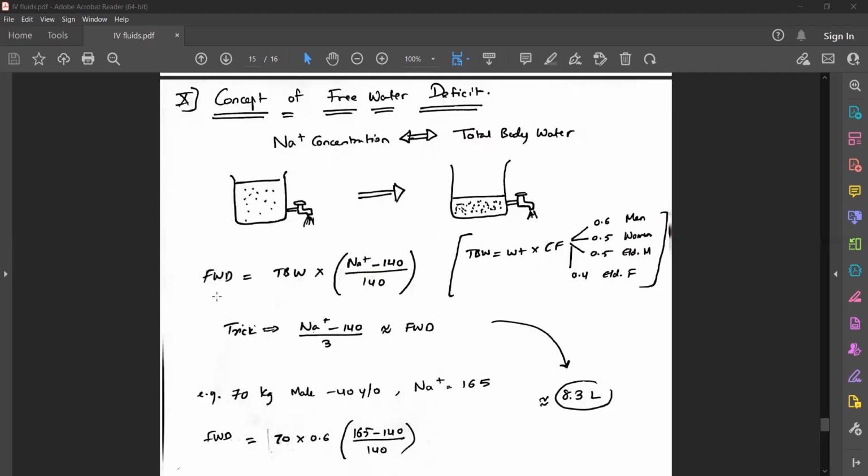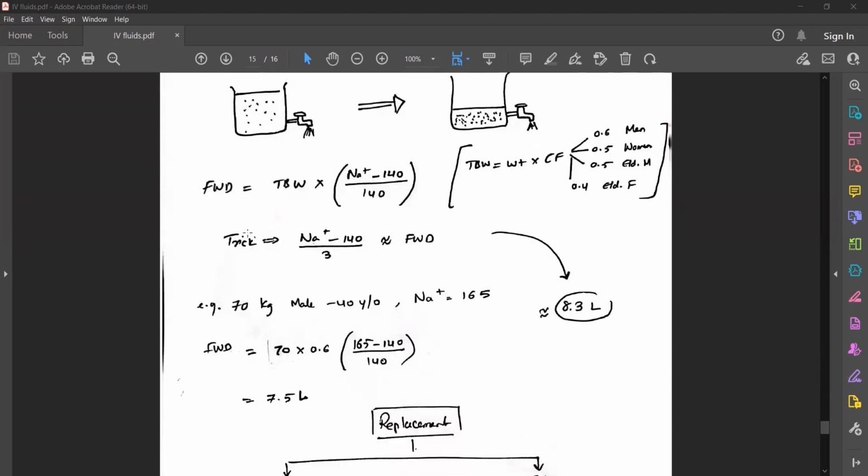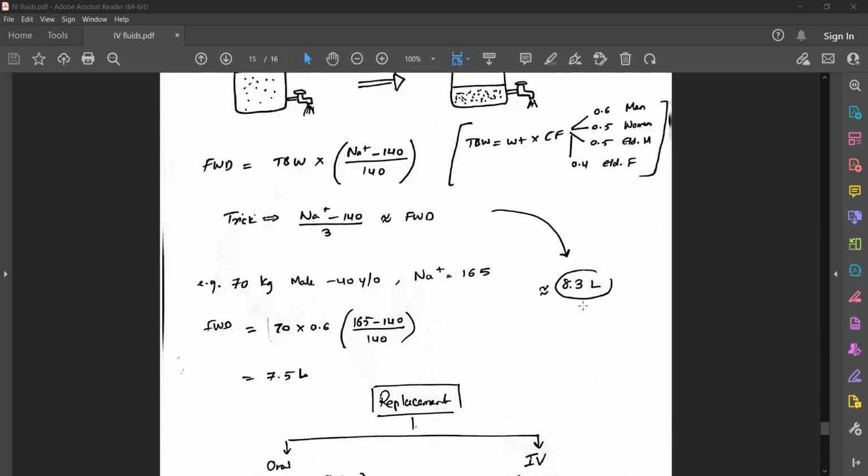If you do not want to go into the details of these calculations, nowadays you have a lot of online calculators and apps on your phone. You can just put the patient's sodium, your required sodium, what you want them at, their weight, their age, their sex, and it will calculate the free water deficit for you. Or you could have a simple trick which will give you an approximate value. For example, the patient's current sodium, let's say it's 165, minus 140, divided by 3, and it will give you an approximate similar value.